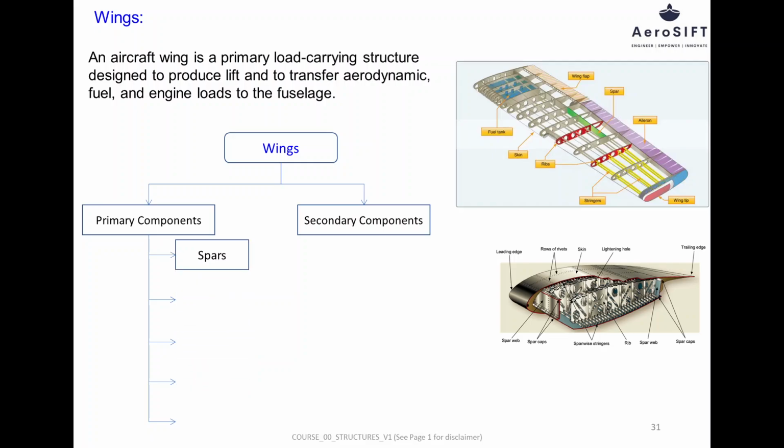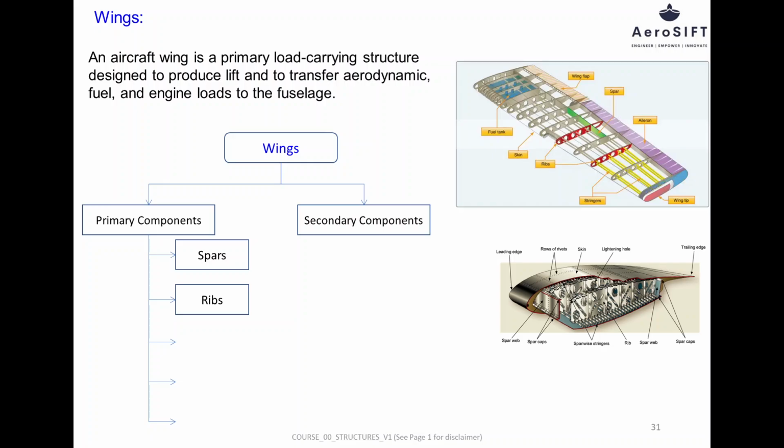Primary components. Spars are the main longitudinal structural members of the wing and are the principal load-carrying elements. They run spanwise from the wing root to the wing tip and carry the majority of the bending loads caused by lift and weight. Spars also contribute to resisting shear and torsional loads and provide attachment points for ribs, skin, and sometimes engines and landing gear.